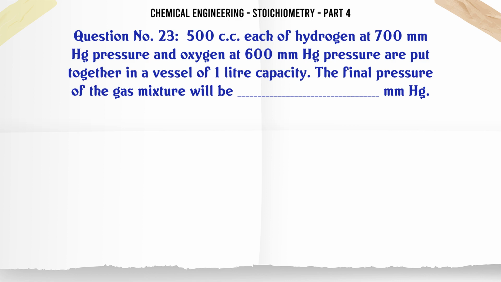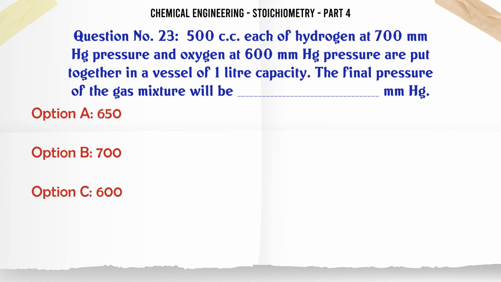500 cc each of hydrogen at 700 mm Hg pressure and oxygen at 600 mm Hg pressure are put together in a vessel of 1 liter capacity. The final pressure of the gas mixture will be mm Hg. A. 650, B. 700, C. 600, D. 375.